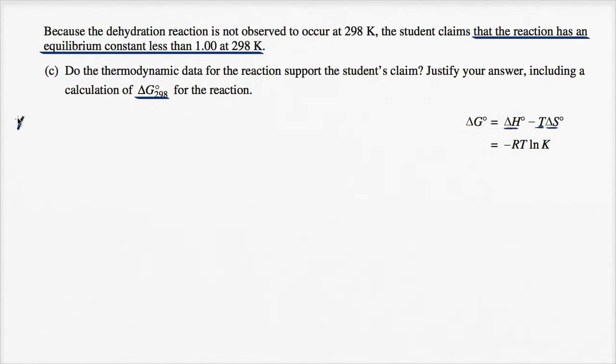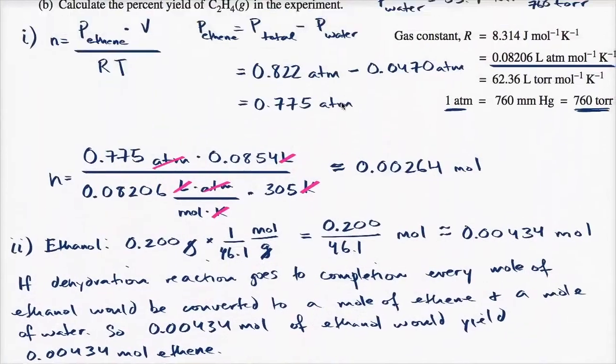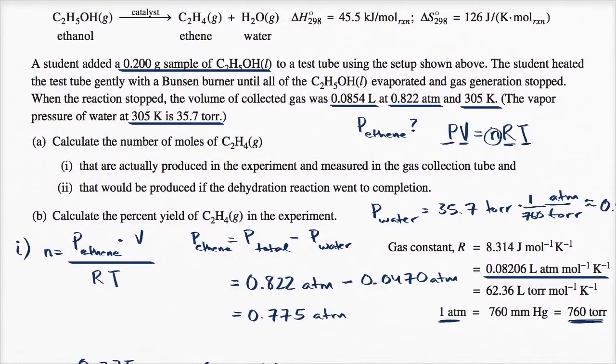Actually, let me just write all the information we have first. What is our change in standard enthalpy? We have to figure that out. We're going to have to figure out what our change in standard entropy is going to be. We know what the temperature is. We know that that is 298 Kelvin. And we could worry about R in a second if we need to. So up here, when they gave us the reaction, they gave us our change in standard enthalpy and our change in standard entropy at 298 Kelvin.